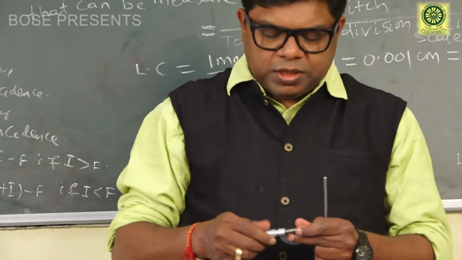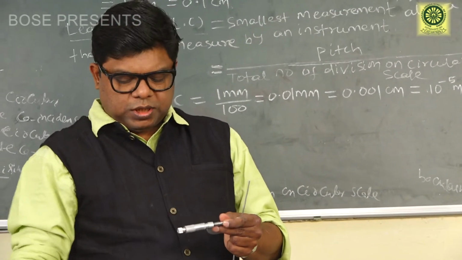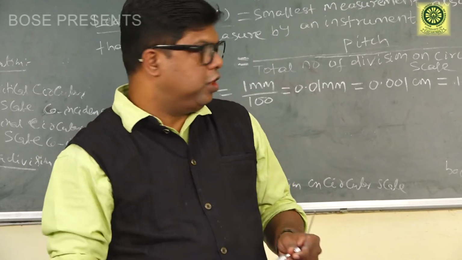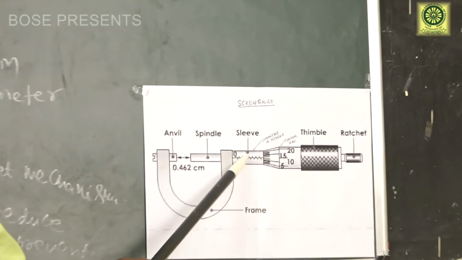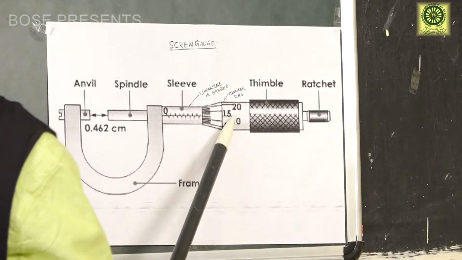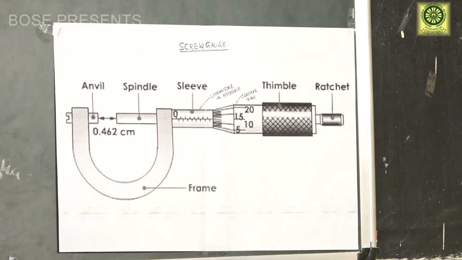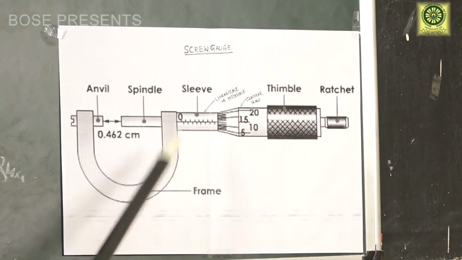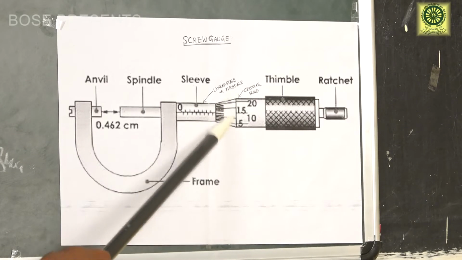Whenever you measure, you will rotate the screw. This is the circular scale, and this is the linear scale, also known as the pitch scale or main scale. And the ratchet arrangement is here to reduce the zero error or to prevent the backlash error.